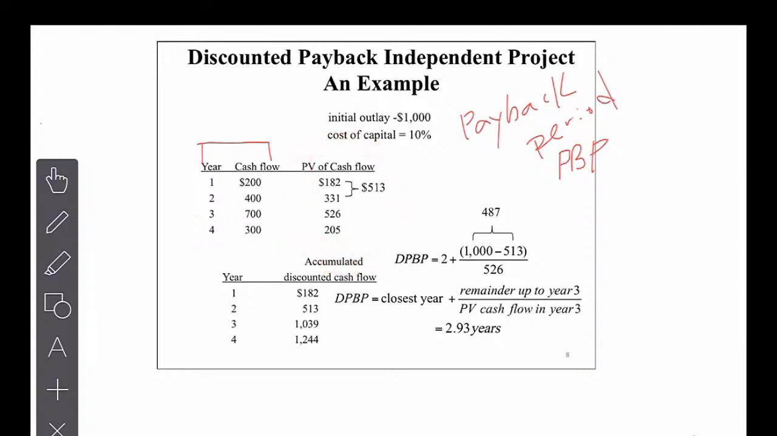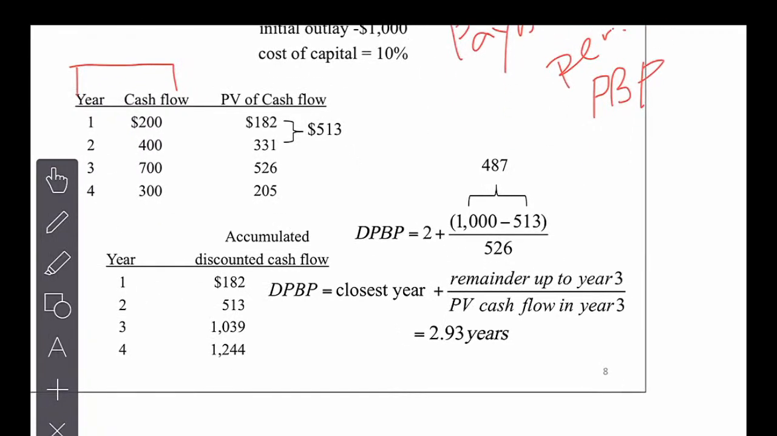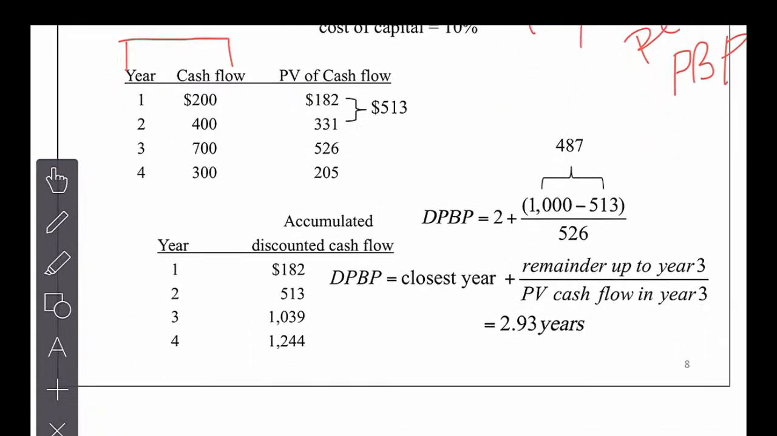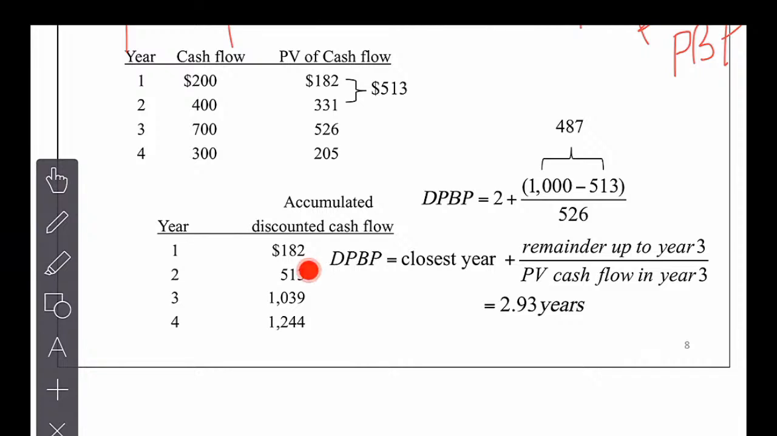If we do that and create cumulative cash flows, that's what's done here. It's like a fourth column here of accumulated discounted cash flow. So I've added this and this to get this amount. And then I'm going to add this and this to get this amount, you see? So it's cumulative.